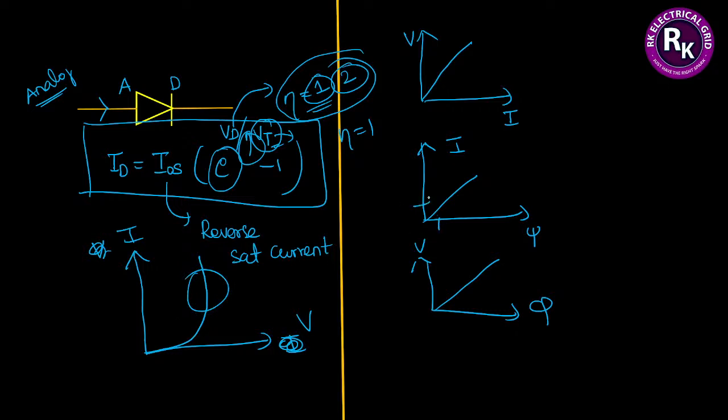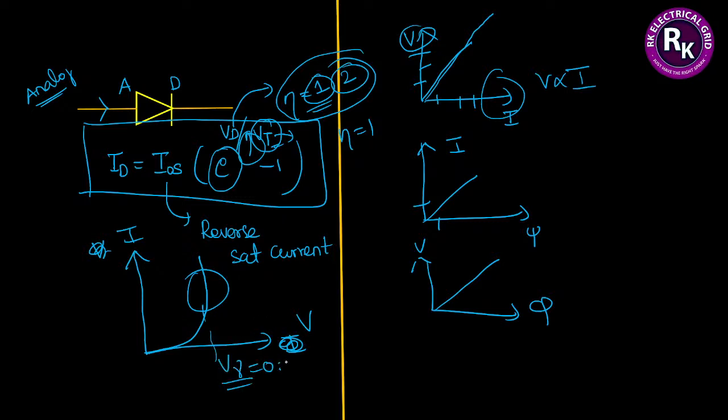Linear means, what should the relation between voltage and current be? If voltage changes, current should change. If current changes, voltage should keep changing. So step by step they are linearly changing with respect to each other. The relation should be directly proportional. See there, it is like that here. But after some time, the voltage just becomes constant.